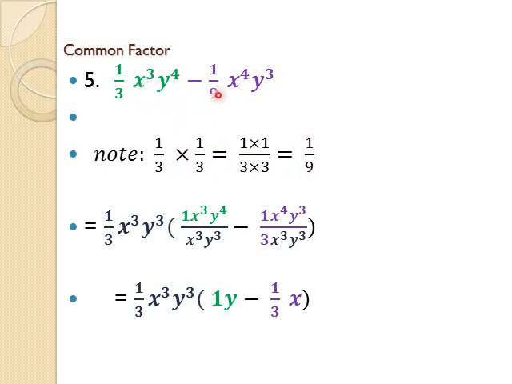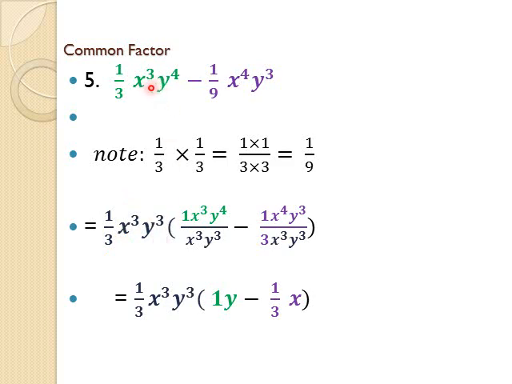I have x cubed and I have x4, so I can take out x cubed as a common factor. We always take the one with the lowest exponential value. I have y4 and y3, lowest exponential value for y cubed, so I'm going to take out x cubed and y cubed as common factors. So my common factor here, 1 over 3 x cubed y cubed.